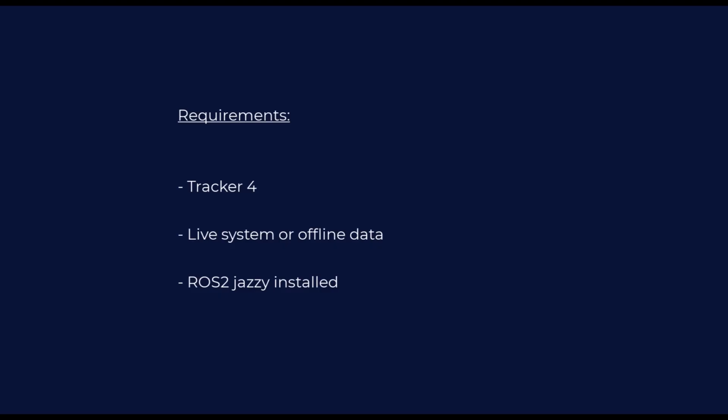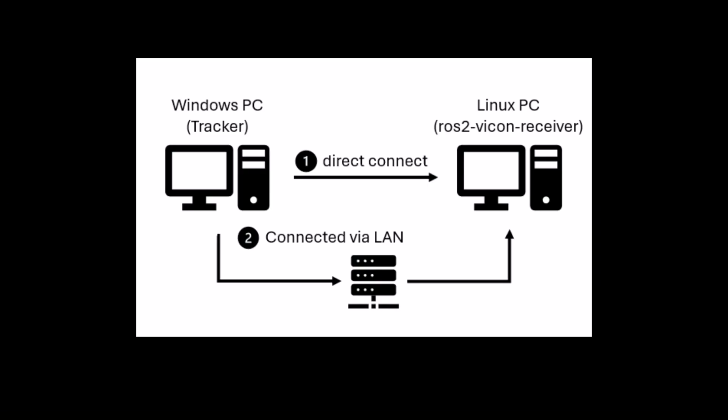The requirements for this workflow are the following. It has been tested with Tracker 4. You need to have your Windows PC connected to a live system or have some offline data loaded in Tracker. And you need to have ROS2 Jazzy that has already been installed on your Linux PC.